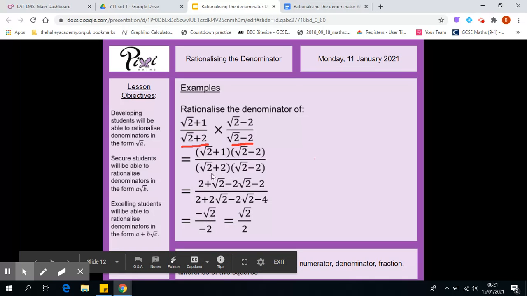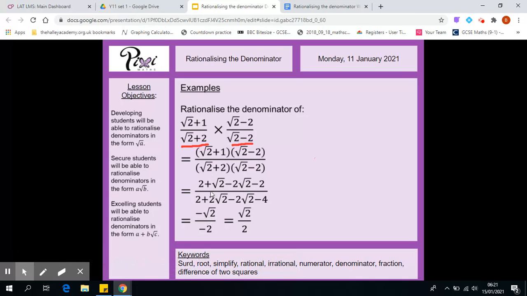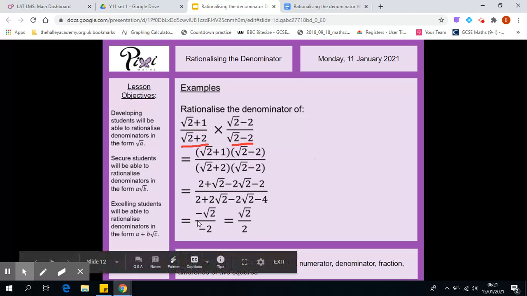Or you could represent them as algebraic terms, just 1x minus 2x, which gives us minus x, over 2 take away 4, which is minus 2. The 2 square root 2 and minus 2 square root 2 cancel each other. Multiplying and dividing by minus 1 on both sides will give us square root 2 over 2. Notice now we have rationalized the denominator.